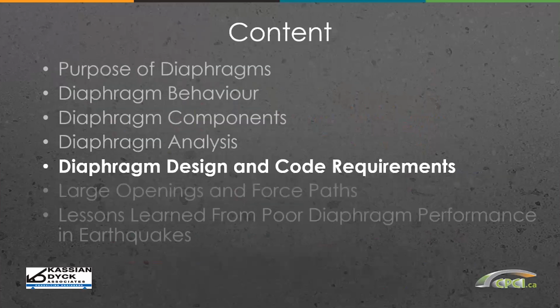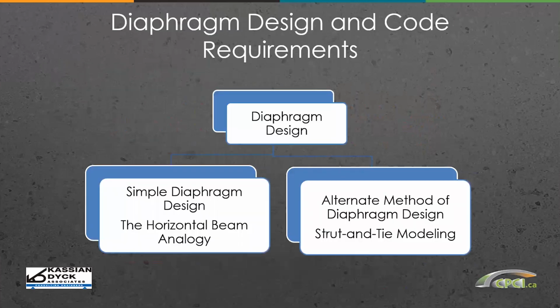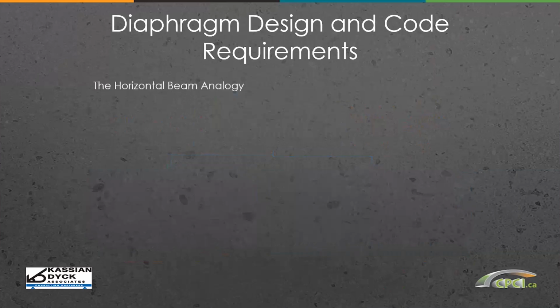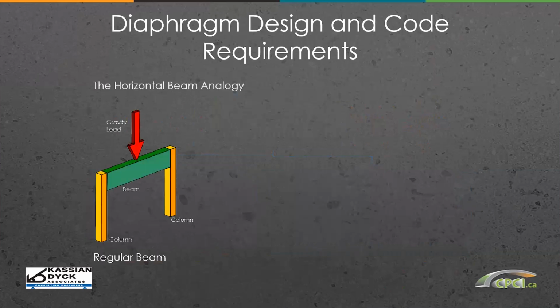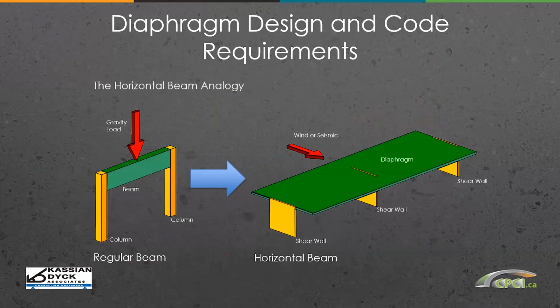Now we'll discuss diaphragm design and code requirements. So with respect to designing the diaphragms, we have the simple horizontal beam analogy, or we could look at a strut and tie or kind of truss approach with respect to how we're transferring diaphragm loads through the diaphragm to the shear walls. So the horizontal beam analogy is similar to a beam where you have a load, you're going to span between two supports. So in our case with the diaphragm, it's a horizontal beam still spanning between supports, which would be the shear walls.